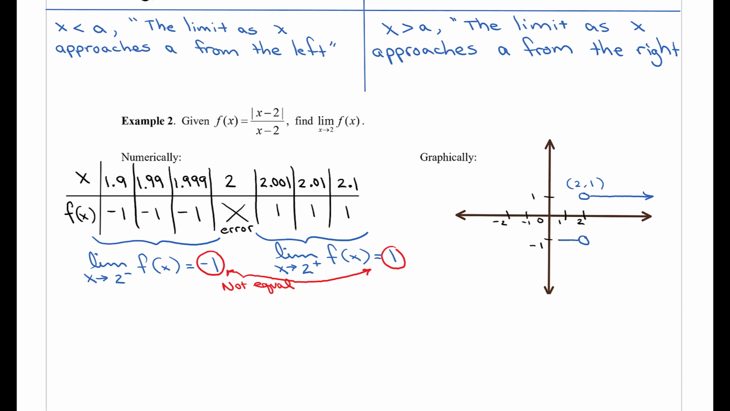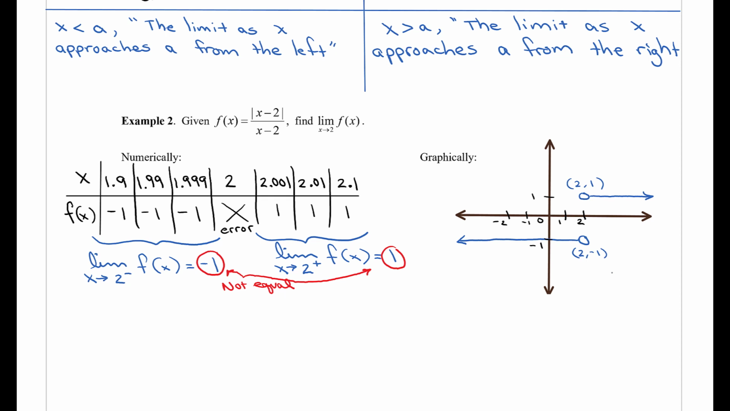I'm going to draw a hole at 2, -1. And then to the left-hand side of x equal to 2, I'm going to draw a horizontal line that looks just like y equal to -1. And I'm going to label the ordered pair right underneath that hole so you know where that's at. That's going to be at 2, -1. So that's what our graph is going to look like.